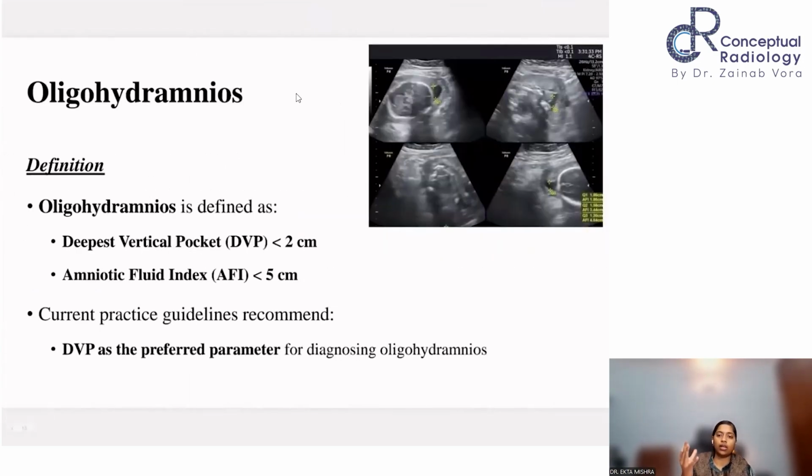So how do you classify oligohydramnios? The diagnosis is clear. DVP less than 2 centimeters and AFI less than 5 centimeters. These are the absolute cutoffs. Gestational age-wise, you can take it as less than 5th centile for that gestation. But most centers prefer this absolute cutoff. So DVP, deepest vertical pocket, less than 2 centimeters.